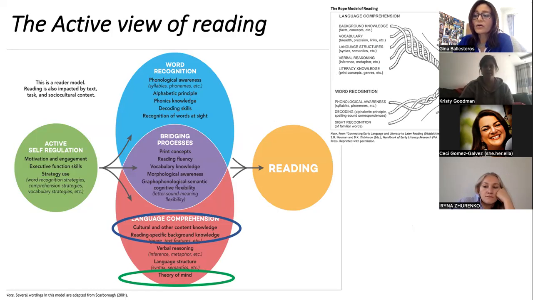The researchers acknowledged the broad label of language comprehension under which culture and content knowledge falls, hence the importance of content knowledge to reading. The importance of cultural and content knowledge may lead to more instruction aimed at building students' knowledge, which research has found positively impacts reading development. As you can see also, in addition to that, in this bridging process, at the bottom, we have theory of mind.